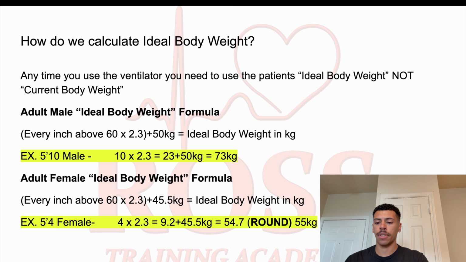And there's a couple different formulas that we're going to use to calculate it, one for women, one for males. The first one is going to be for every inch above 60, so every inch above 5 feet in height, we're going to multiply that by 2.3, then add 50, and that'll get the ideal body weight in kilograms. So we can go ahead and look at the first one, a 5'10" male. So 60 is going to be that 5 feet, and then everything after that is going to be that 10 inches. So we're going to do 10 multiplied by 2.3, and that's going to be 23 plus 50, and that's going to get us to 73 kilograms.